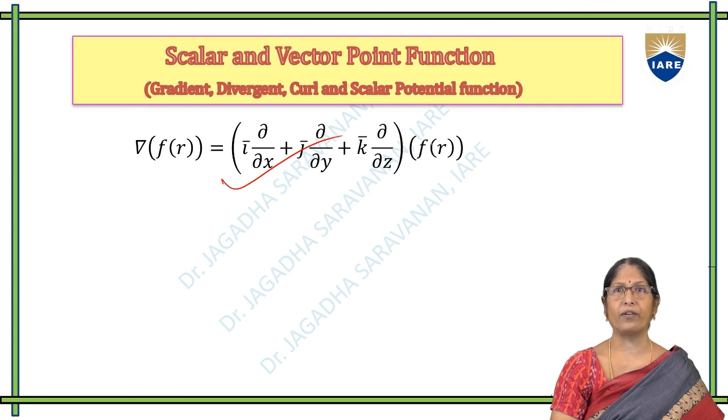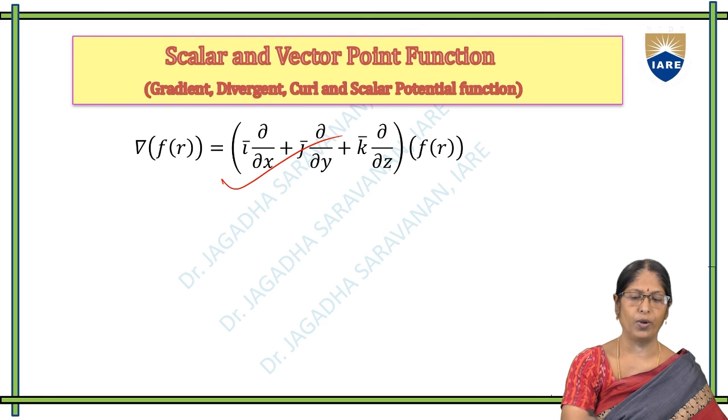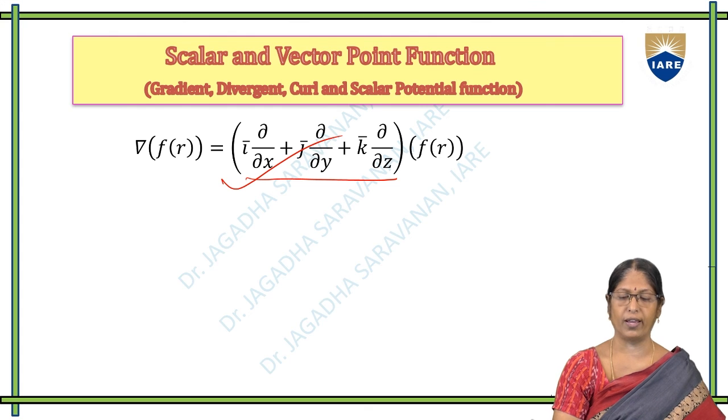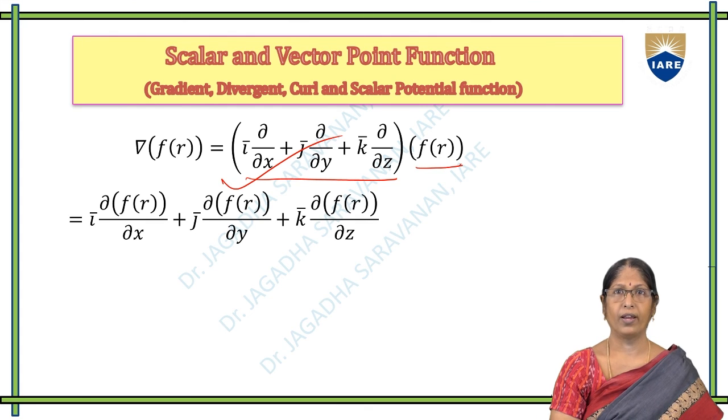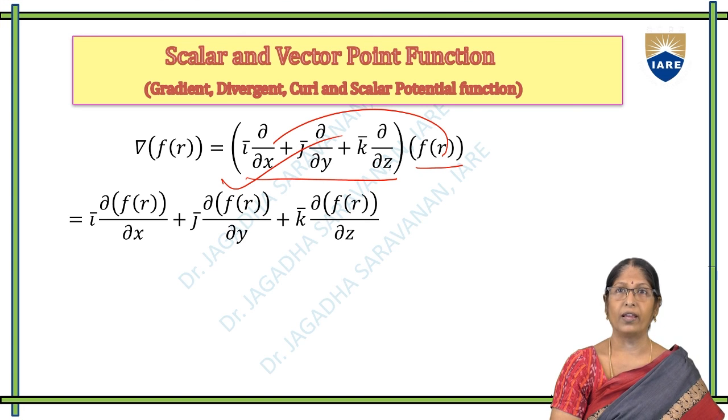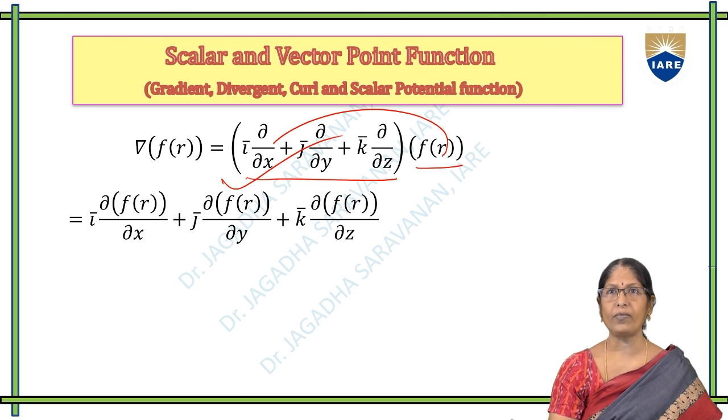Now the gradient of f(r), which is completely written as i ∂/∂x plus j ∂/∂y plus k ∂/∂z of f(r). Next, this f(r) we will take inside, then it has become i into ∂f(r)/∂x plus j ∂f(r)/∂y plus k ∂f(r)/∂z.